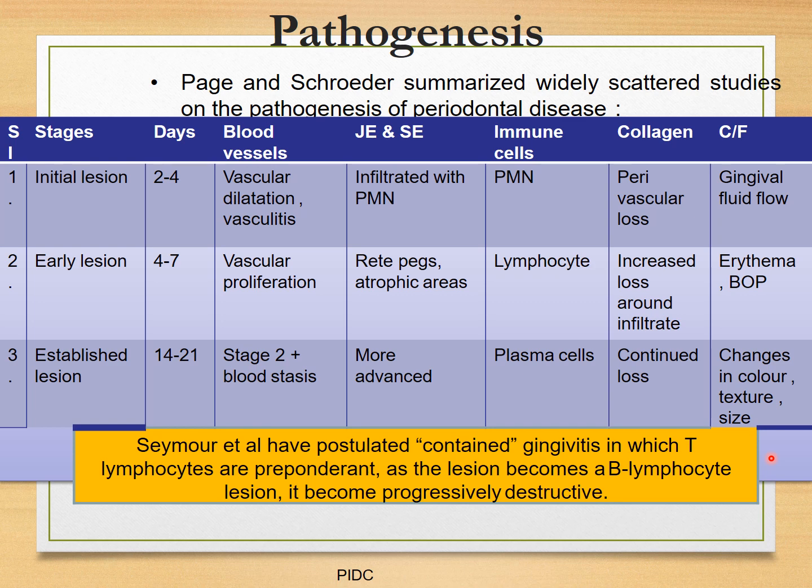So we can see that some of the cases will progress to periodontitis. It is not necessary that all the cases of gingivitis will progress to periodontitis. It is postulated that in contained gingivitis, T lymphocytes are preponderant, and as the lesion becomes a B lymphocyte lesion, it changes. So usually when there are T lymphocyte cases, it will be sustained as gingivitis, and when it comes to a B lymphocyte lesion, it becomes progressively destructive. That is the case where it progresses to periodontitis.